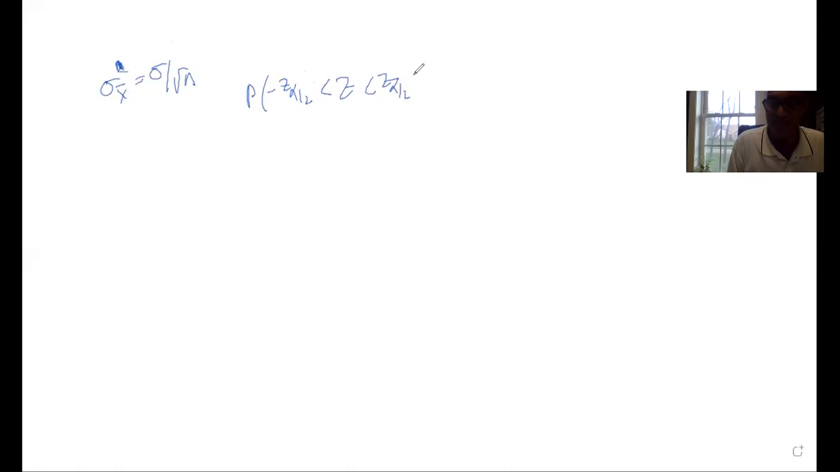So suppose, as I told you, sigma x bar is equal to sigma divided by square root of n. Always we take the positive square root. So what is my probability? My probability that negative z alpha by 2 is less than z, which is less than positive z alpha by 2, equals 1 minus alpha.